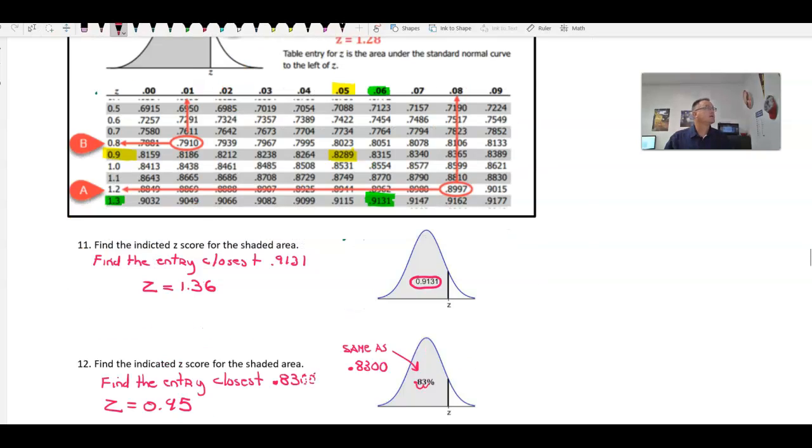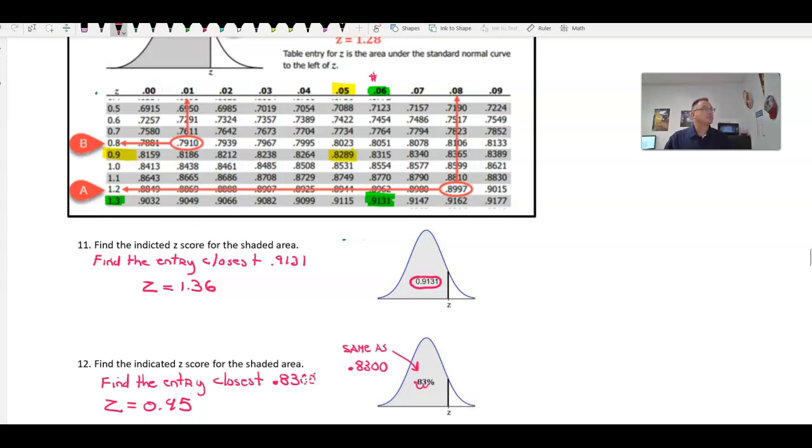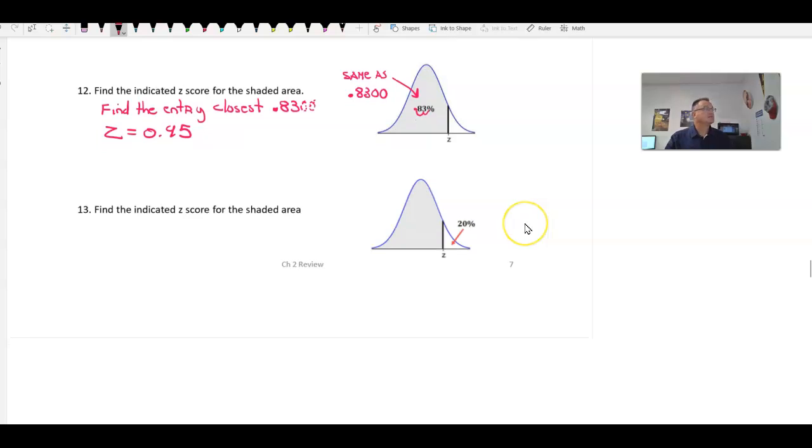Okay. So this was number 11. This was number 12. Okay, and now the last one says find the z-score for the shaded area. Okay, so this part would have to be 80% if the unshaded part was 20%.